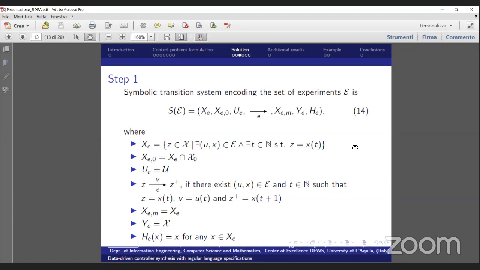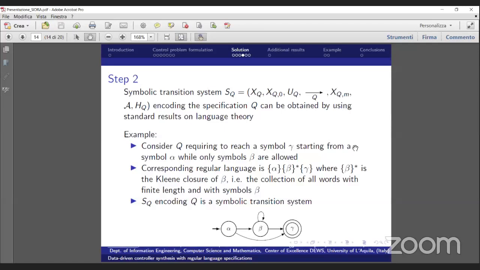The next step consists in starting from my specification Q. I want to encode the information contained in my specification, again with the formalism of transition systems. This can always be done simply because I'm assuming that Q is a regular language and hence, by definition, can be represented by means of a symbolic transition system. Here again, I'm also providing an example.